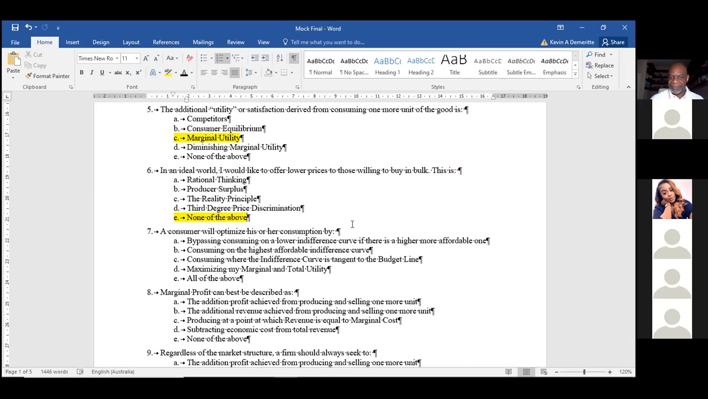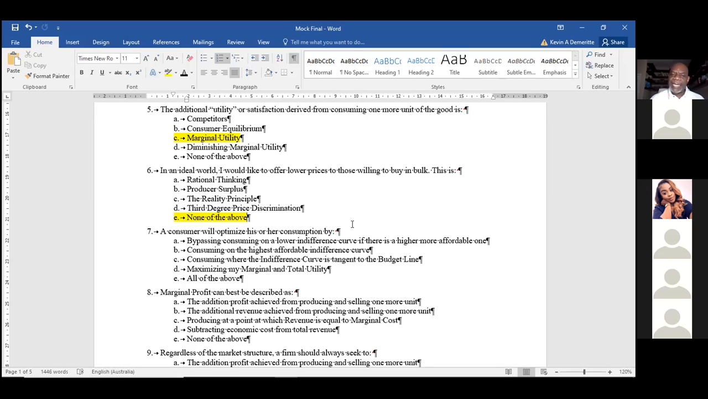D. Maximizing marginal and total utility? Isn't that looking at it from the company's perspective? No, what's marginal utility? Marginal utility is the extra satisfaction that you as a consumer get from the purchasing and consuming of another good. So we're still talking about consumers. It sounds like the answer would be all of the above. Okay, all right, so let's see.